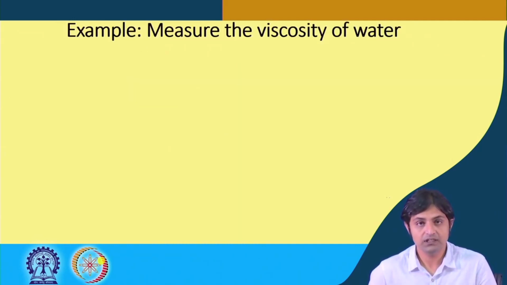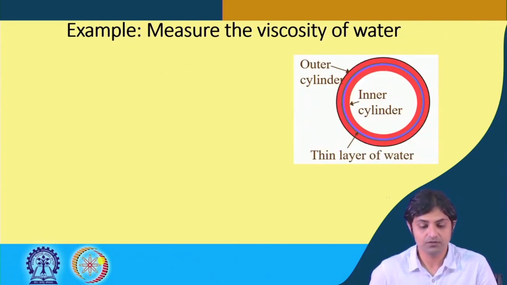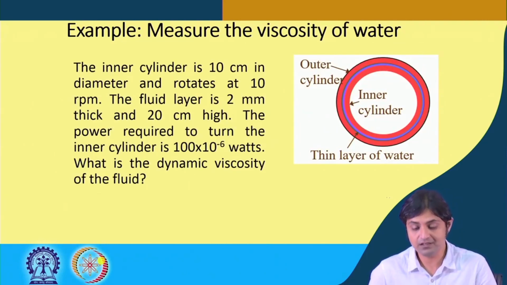Now one of the examples that we will talk about is used to measure the viscosity of the water. It is a very standard experiment. So the inner cylinder, in this particular case I have broken it down in form of a numerical as well. So the inner cylinder here is 10 centimeters in diameter. There is another outer cylinder as well. So the inner cylinder being 10 centimeter in diameter, and it rotates at 10 rotations per minute.